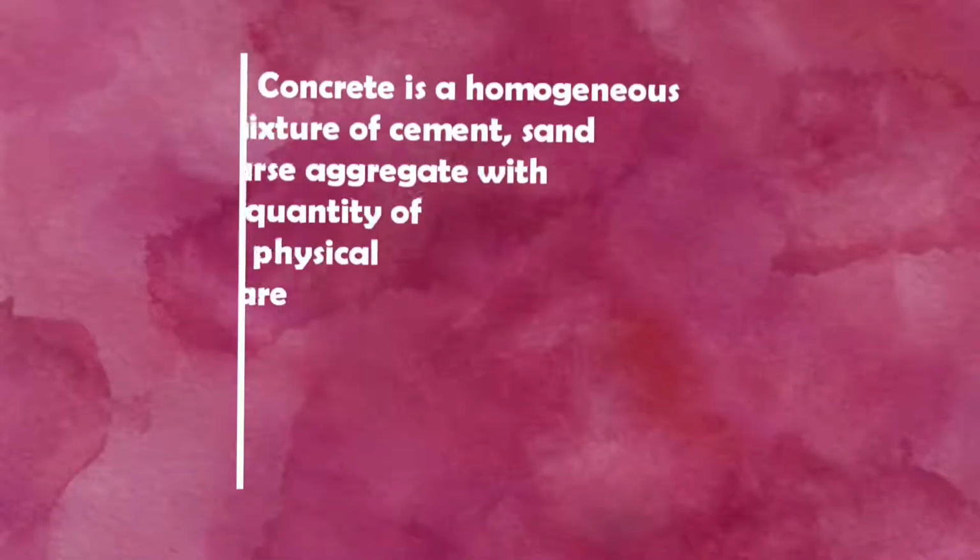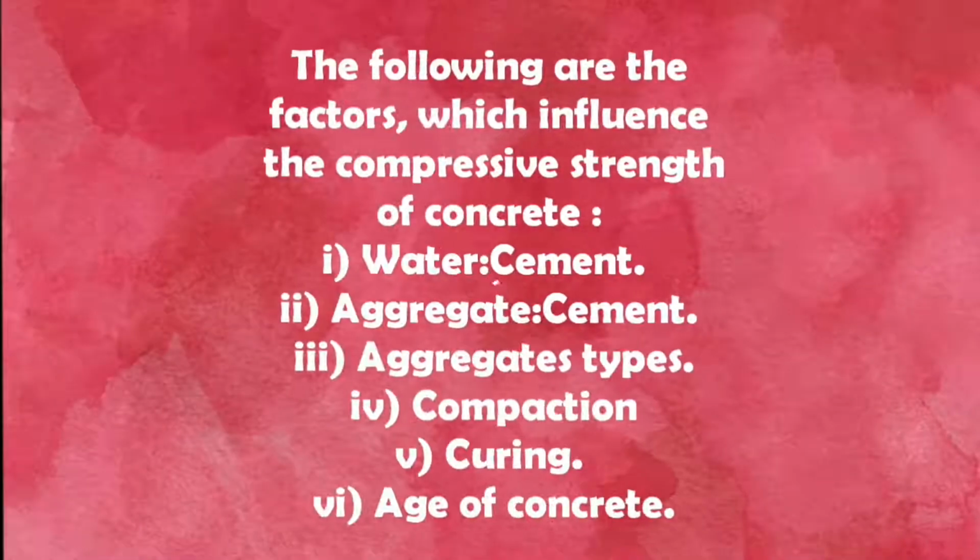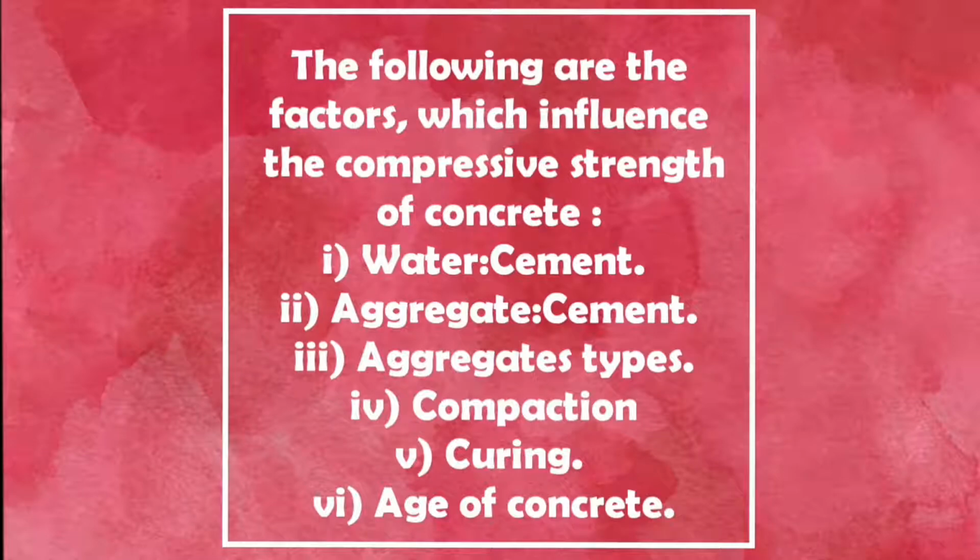Introduction. Concrete is a homogeneous mixture of cement, sand, and coarse aggregate with an adequate quantity of water. Since all the physical properties of concrete are directly or indirectly related to crushing strength, it is important to know the properties of concrete. The following factors influence the compressive strength of concrete: water-cement ratio, aggregate-cement ratio, aggregate grading and maximum size of aggregates, compaction, curing, and age of concrete.